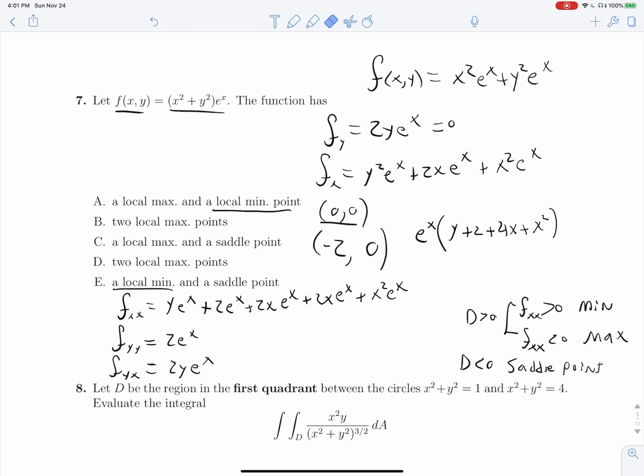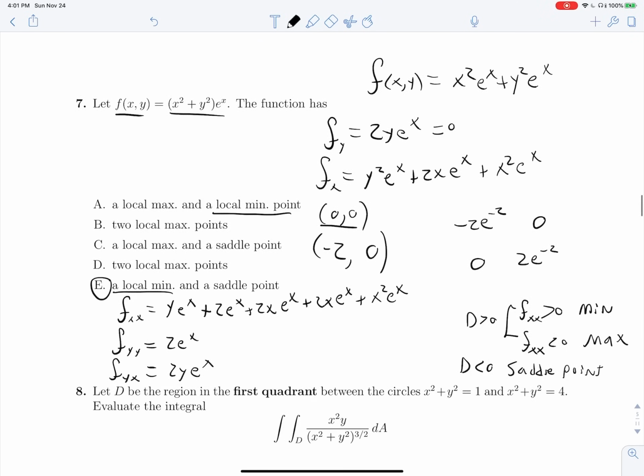So we have negative, this problem takes a good bit of work, -2 e to the -2 as our fxx, then our fxy and fyx will both still be 0, and our fyy will be 2e to the -2. And thank God our discriminant is negative, so we have a saddle point, and so our answer choice should be E.